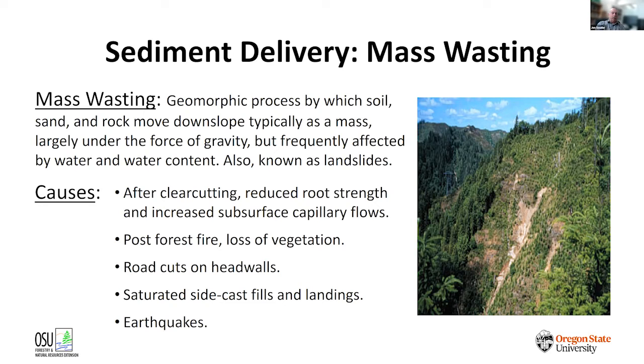What we're mostly concerned about, particularly today, is the effects of roads on a potential increase in landslides. That will happen when you build roads across the tops of steep headwalls. It can also happen when you've got side cast fills in the road or landings that end up being saturated with soil. When they get saturated, they get so heavy that they tend to slide as well. So that's a summary of mass wasting and effects on landslides. And those can put significant amounts of soil into a stream, as many of us have seen.